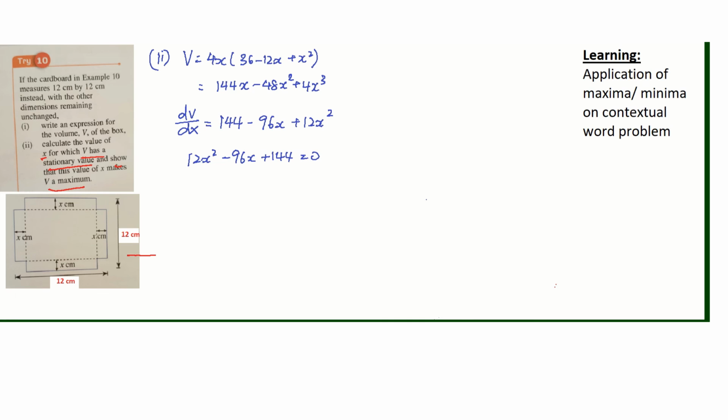Before I go on to apply my cross method, or some of you may straight away apply the quadratic formula, please take note that 12, 96, and 144 all have a common factor, which is 12 in this case. So with smaller values to deal with, this makes the cross method even easier. All right, so I should have x minus 6 and x minus 2. So this leaves us with x equals 6 or 2.